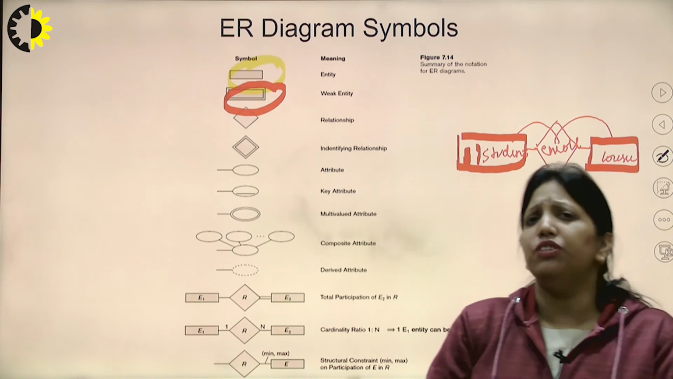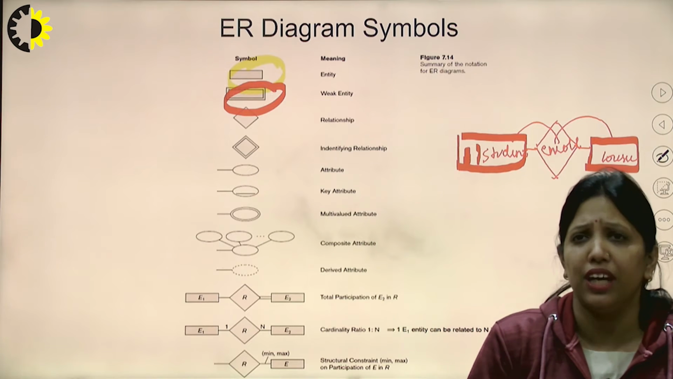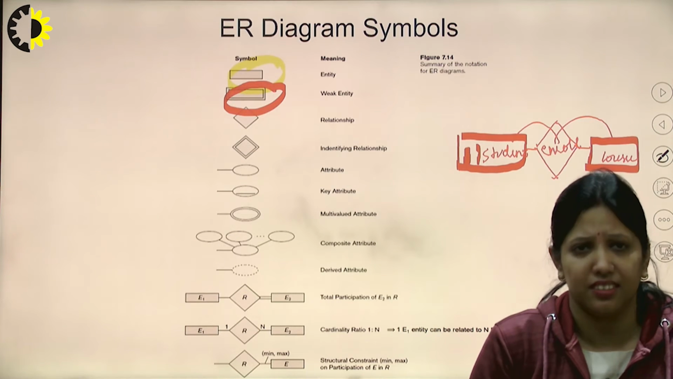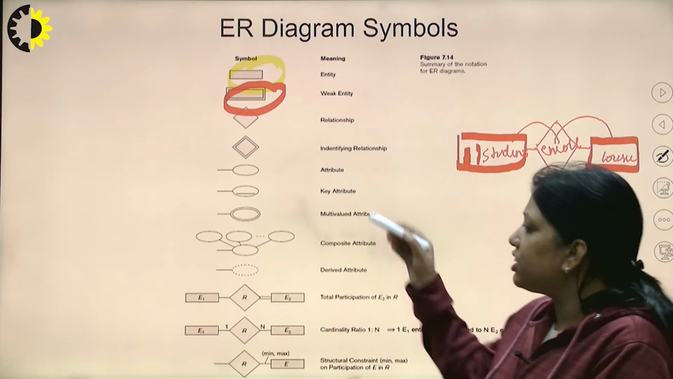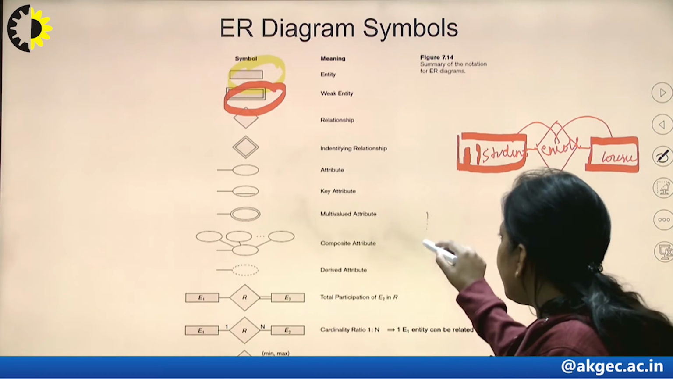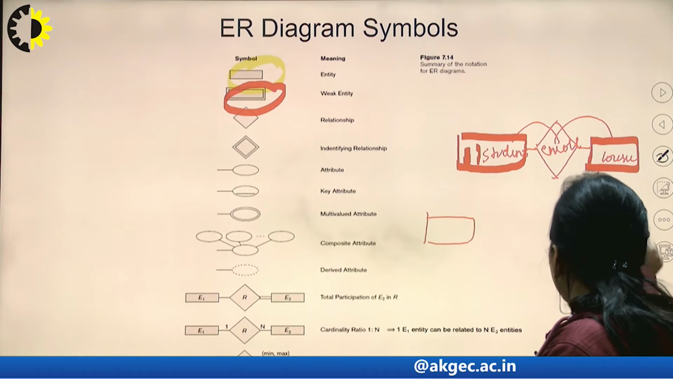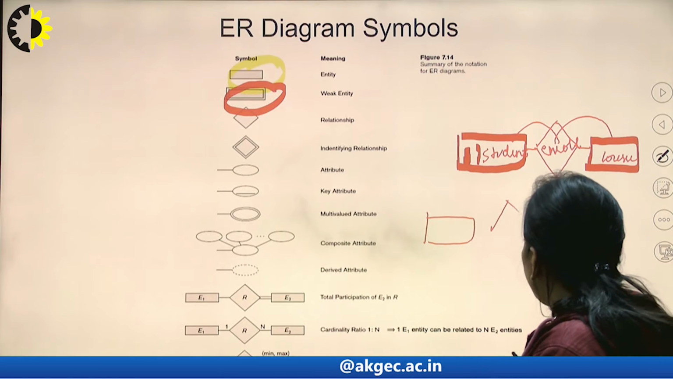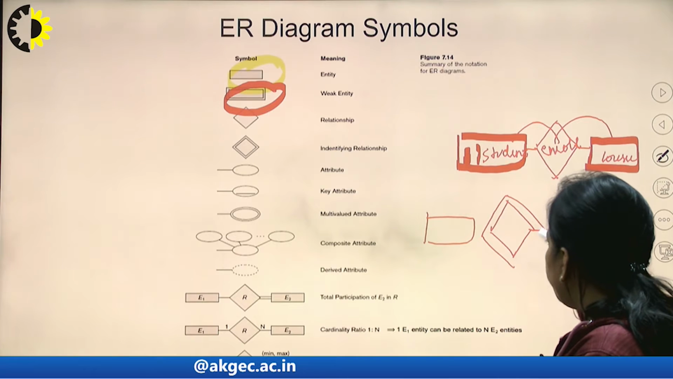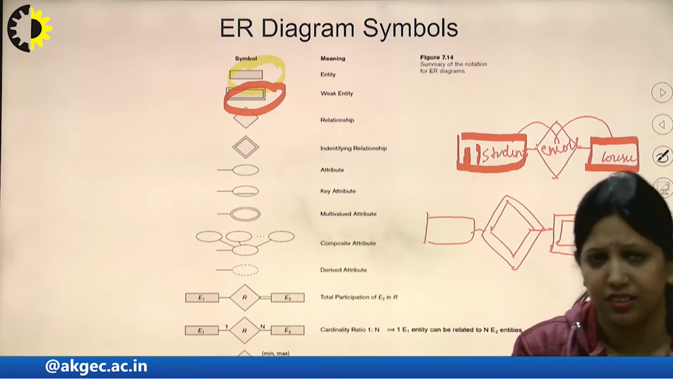A relationship can involve one entity, two entities, or a number of entities. We already discussed the weak entity set and strong entity set. If our entity set is weak, then the relationship with this entity will automatically be a weak relationship, and a weak relationship is represented by the double diamond box.